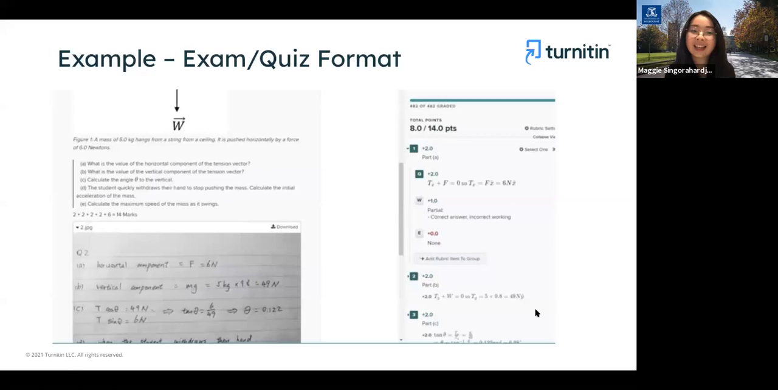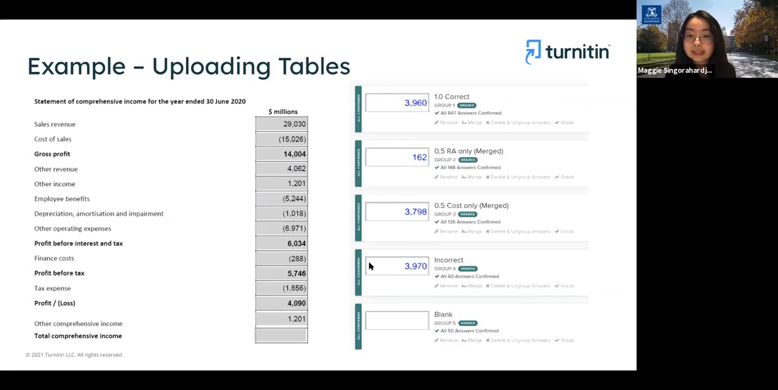Next, please, Chuck. Thank you. So this is one of the examples from physics, I believe, with regards to the exam quiz format where the students upload their document and the marker would be assessing using a rubric, and that's the breakdown of the rubric that they use to mark this particular paper.